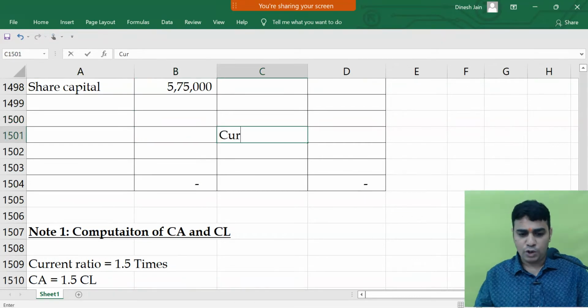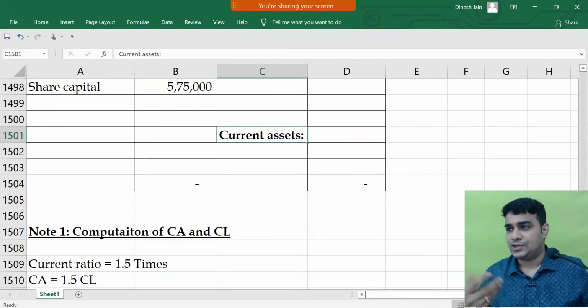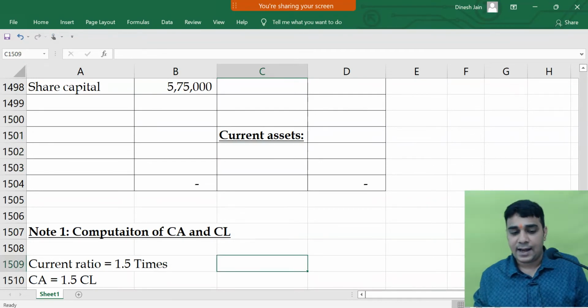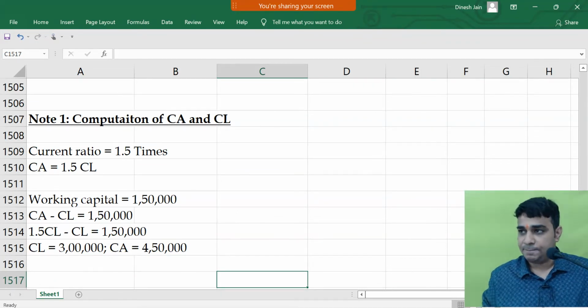I may want to break current assets further, so I am writing current assets here. I am not writing current liability as a line item because mostly we will not break it, so we will directly write that item. We will see if breakage is possible. Current assets as of now I get to know is 4,50,000 and current liability is 3 lakh.